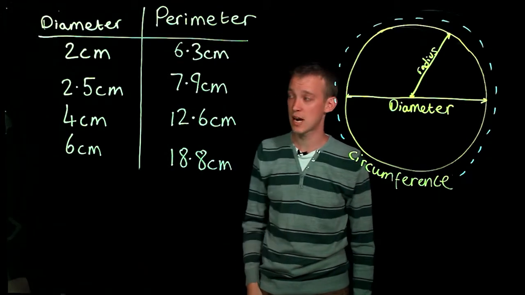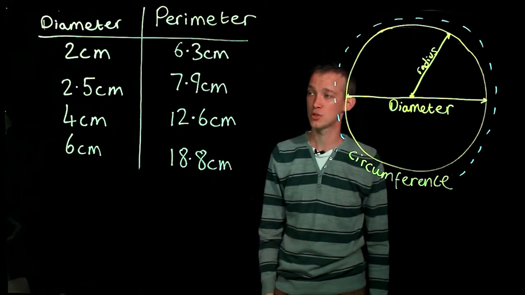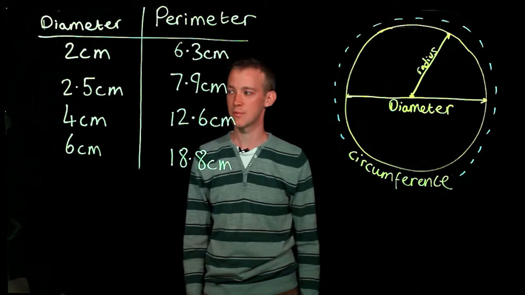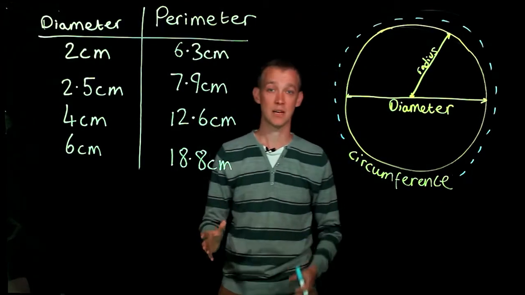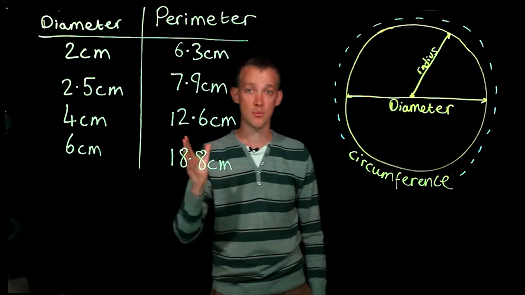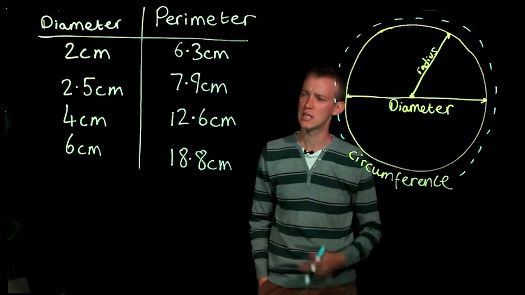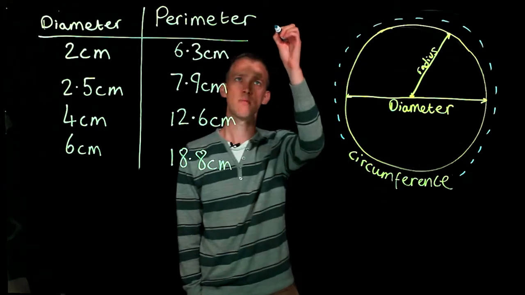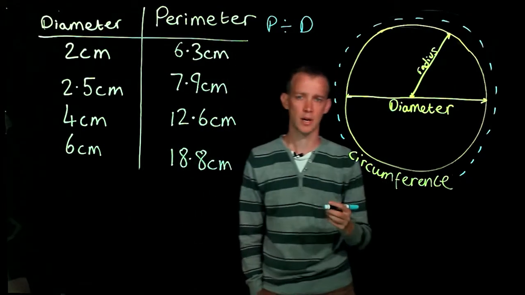I then changed my diameter. With 2.5 centimetre diameter, I had a perimeter or circumference of 7.9, and I did the same for 4 and 6 centimetre diameters. Now, what I'm aiming to do is trying to find a link between the diameter and the perimeter or circumference of the circle. To work out this relationship, I'm going to work out the perimeter divided by the diameter and see what I get.